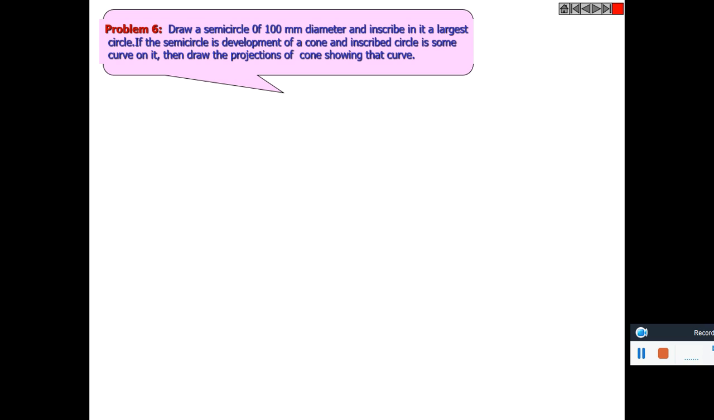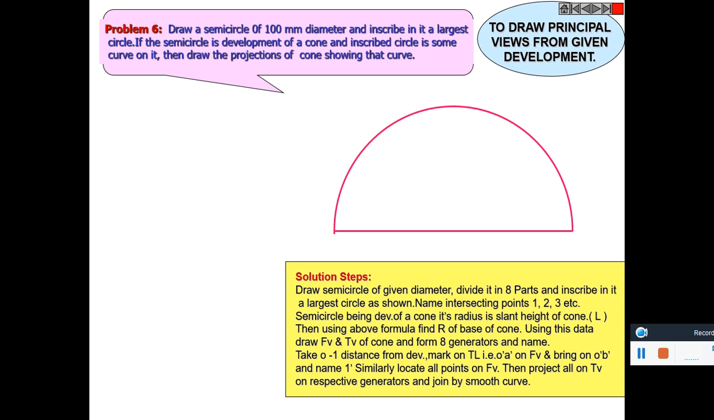Draw a semicircle of 100 millimeter diameter and inscribe in it a largest circle. If the semicircle is development of a cone and inscribed circle is some curve on it, then draw the projections of cone showing that curve. So draw a semicircle of 100 millimeter diameter and inscribe in it a largest circle. We have to show it on the cone.